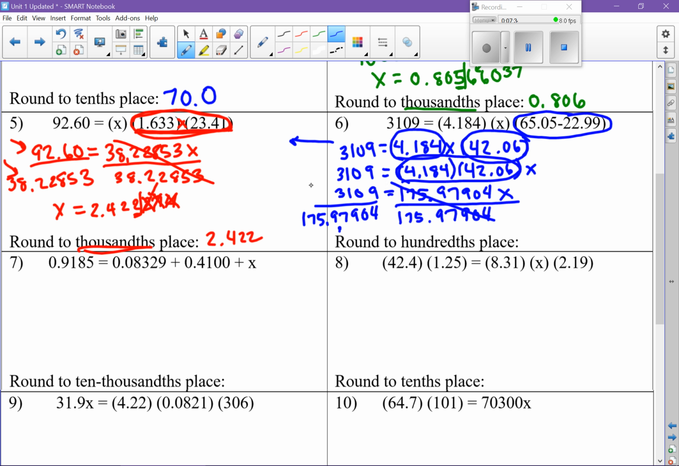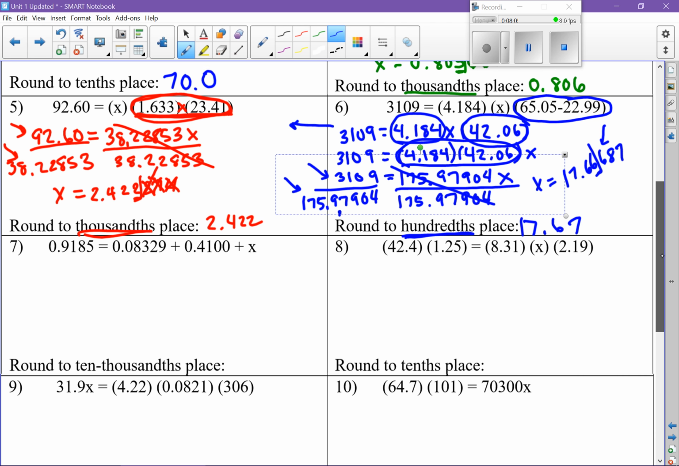Okay. So over here, you're going to divide this numerator by this denominator. Your calculator is going to say x equals 17.66687, and we're going to round. The hundredths place is 2 after the decimal, so right here at the 6. The other 6 after it means that we need to round up. So keep the 17.6, and this one in the hundredths place is going to round up to a 7. So 17.67.